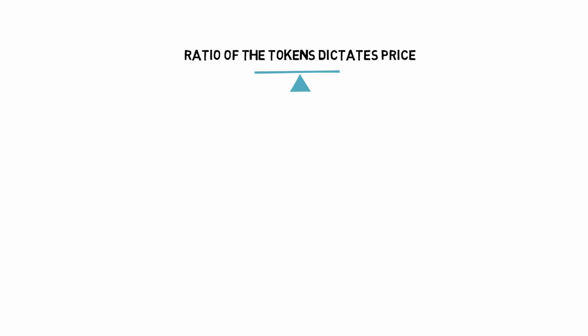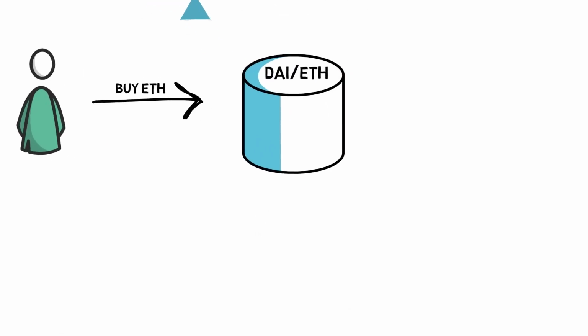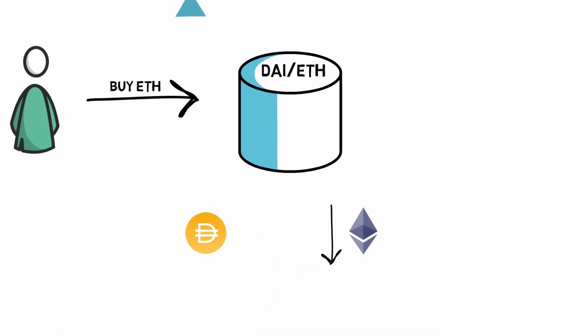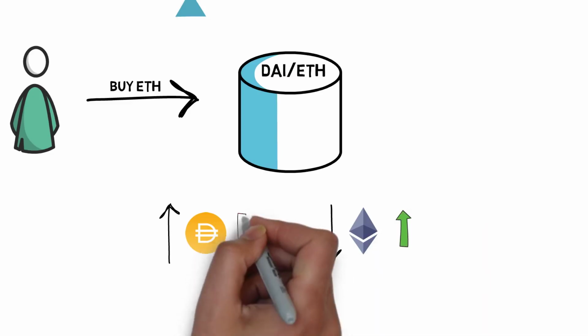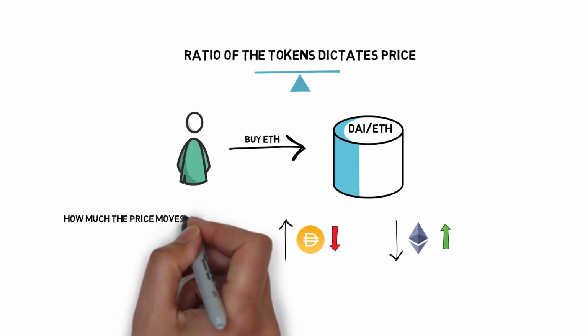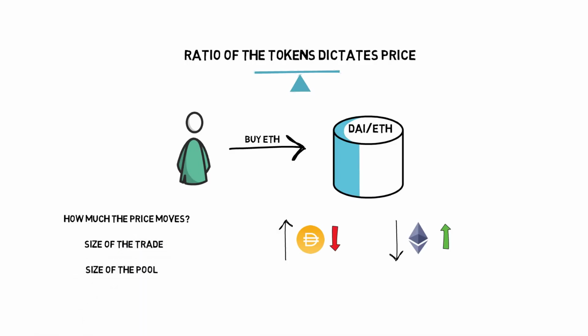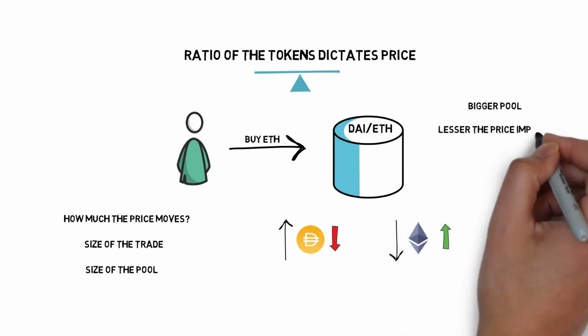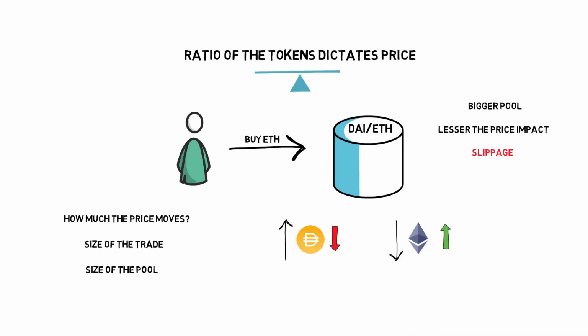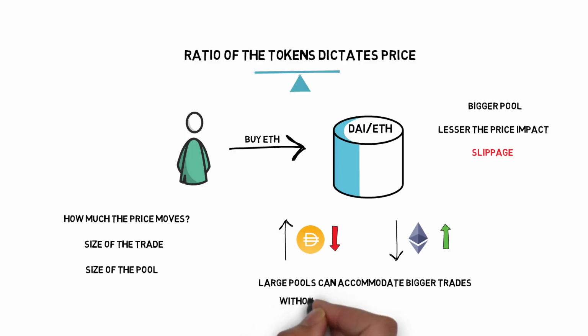So if someone, let's say, buys ETH from a DAI ETH pool, they reduce the supply of ETH and add to the supply of DAI, which results in an increase in the price of ETH and a decrease in the price of DAI. How much the price moves depends on the size of the trade in proportion to the size of the pool. The bigger the pool is in comparison to a trade, the lesser the price impact, aka slippage, occurs. So large pools can accommodate bigger trades without moving the price too much.